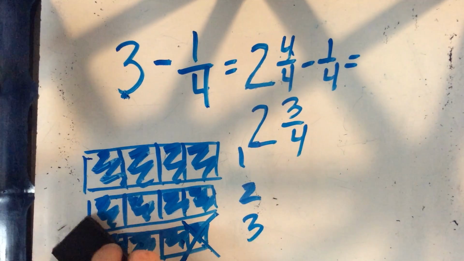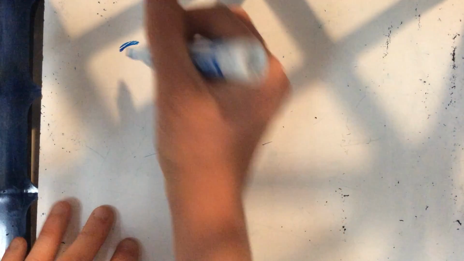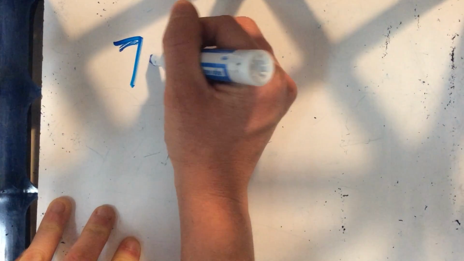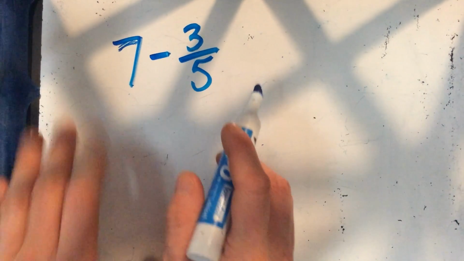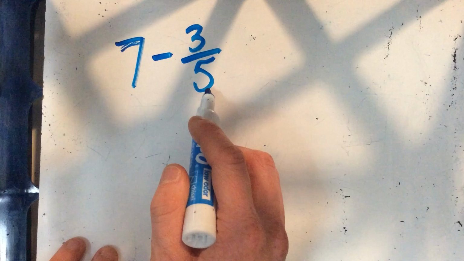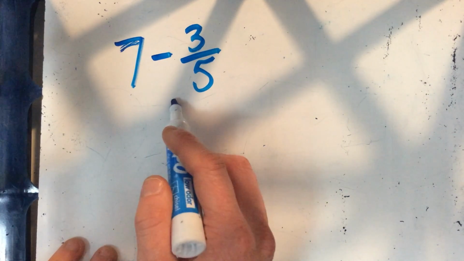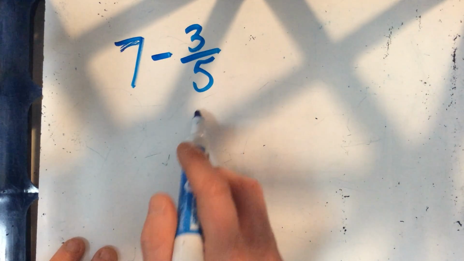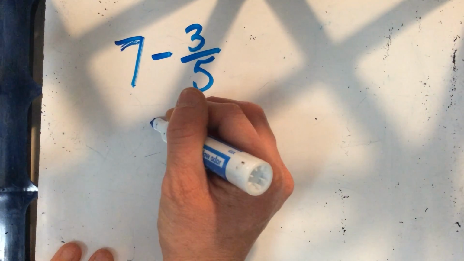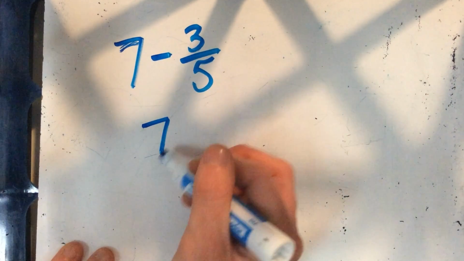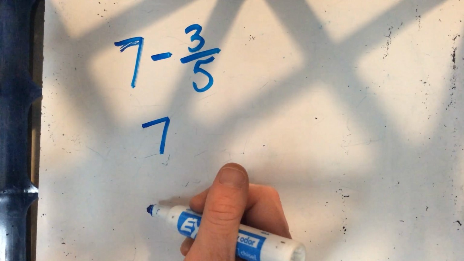Let's try one more problem. So let's take a look at 7 minus 3/5. Again, we have a whole number and a fraction. We cannot subtract them because we don't have common units. So let's go ahead and decompose our 7. So let's unbundle 1 whole into fifths so that we can subtract.